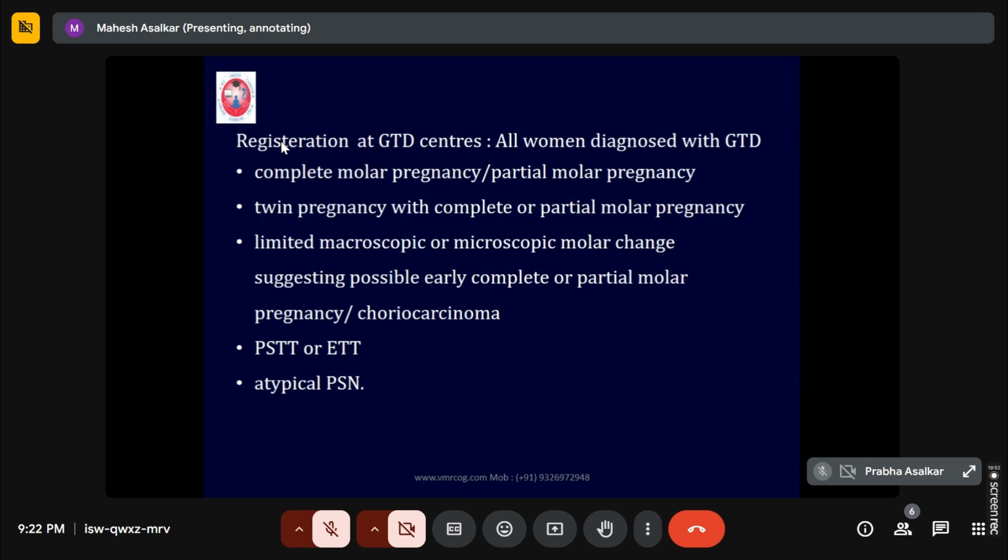One very simple summary: complete molar, partial molar, twin with complete or partial molar, then limited macroscopic or microscopic molar change, which suggests either early complete or partial molar pregnancy or choriocarcinoma, then PSTT or ETT, and atypical PSN. We have just seen atypical PSN does require follow-up. However, typical PSN will not require review or further investigations.